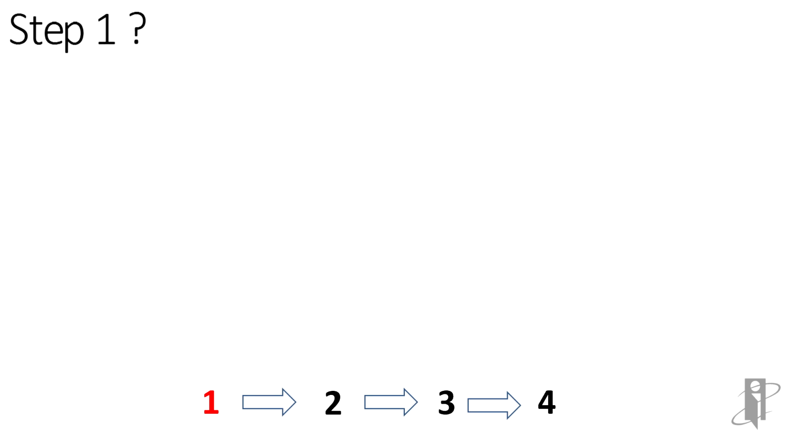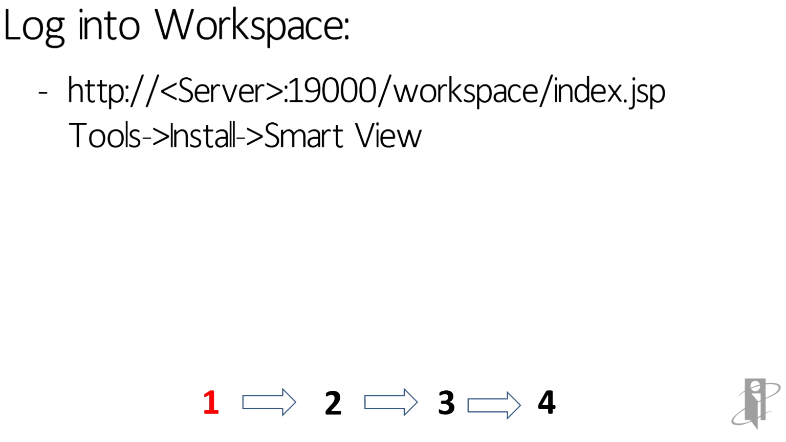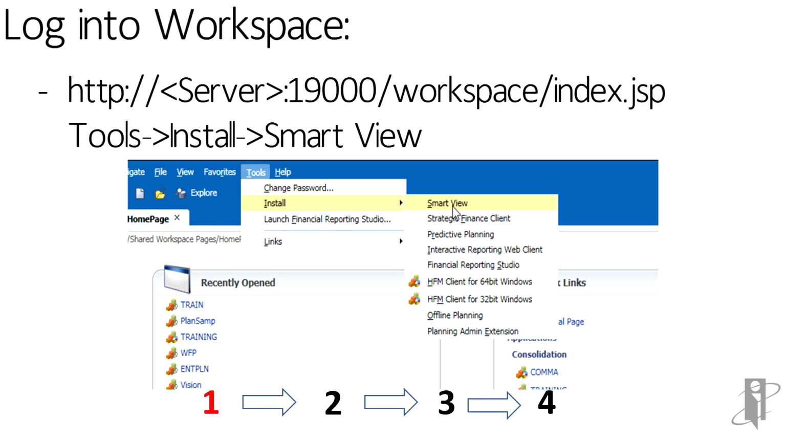If SmartView isn't already installed on the local machine, the first step is to install SmartView. In order to install SmartView, log into Workspace using the logon information given to you by your network or SBase administrator. Navigate to Tools, Install, SmartView. The SmartView executable will launch. Follow the steps on the screen to complete the install. If you're using a release prior to EPM 11.1.2.4, you will need to be an administrator on your machine.